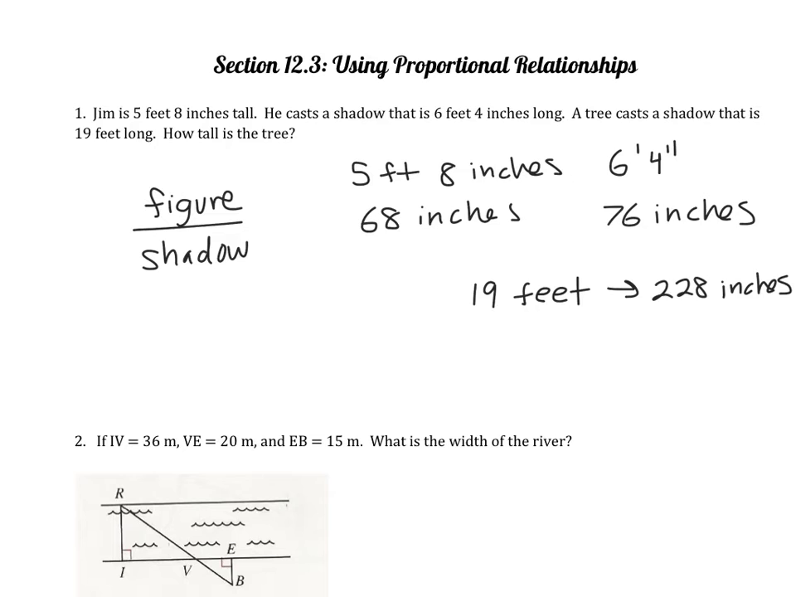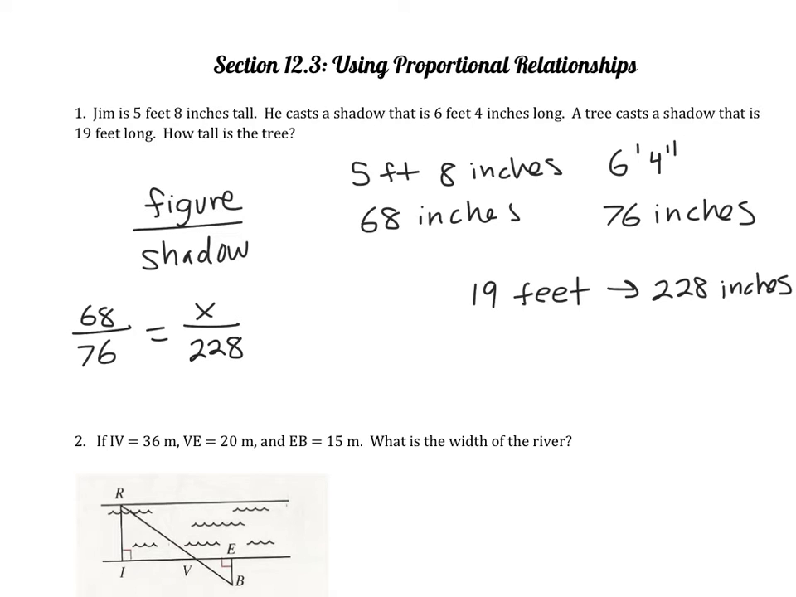So let's start by setting up the proportion for Jim. So we're going to do Jim's height on top, so 68, and the length of his shadow on the bottom, so 76. And then that's going to equal the tree's height, which is what we're trying to find, so x, over the tree shadow, which is 228 inches.